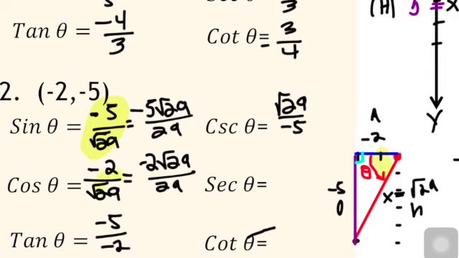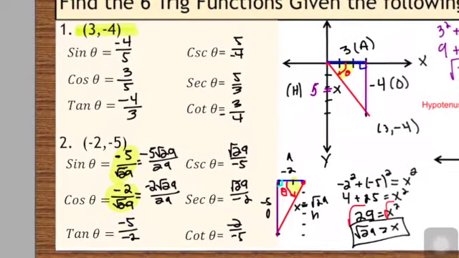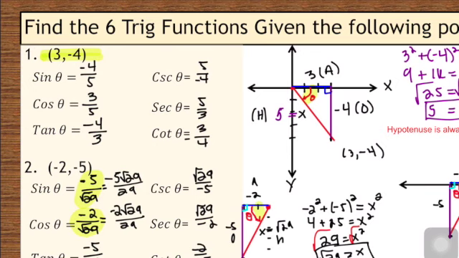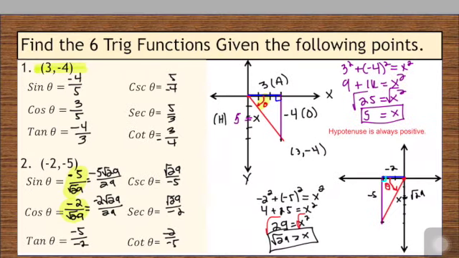Same thing with the next one. I'm going to take the original cosine and I'm going to flip it. So I get radical 29 over -2. And then on the last one, the cotangent, I'm just going to flip the tangent. So -2 over -5. And there we go. Those are the 6 trig functions when you're finding the length of, when you're given a point on the xy coordinate axis.